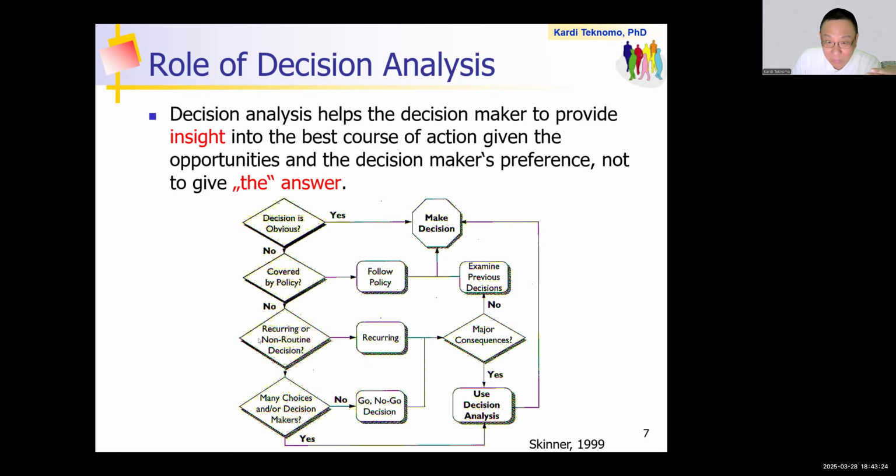Next, if it is not covered by the policy, then you ask, is it recurring or non-recurring? If it is recurring, then you ask whether you have major consequences or not. If no major consequences, just examine the previous decision and make the decision. Now, if it is non-recurring, then you ask, are there many choices or not? If there is no choice, just go or no go, then you ask again, are there major consequences or not? Again, back to make the decision if there are no major consequences. But if you have many choices and you have major consequences, then that is the time that you will use decision analysis. Is it clear?